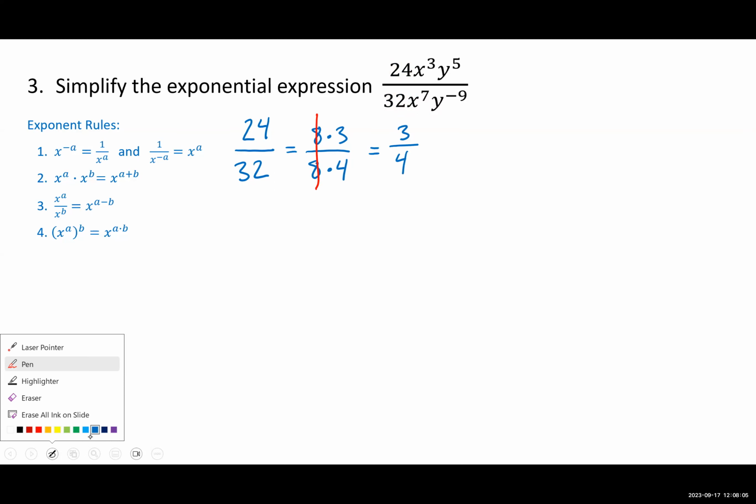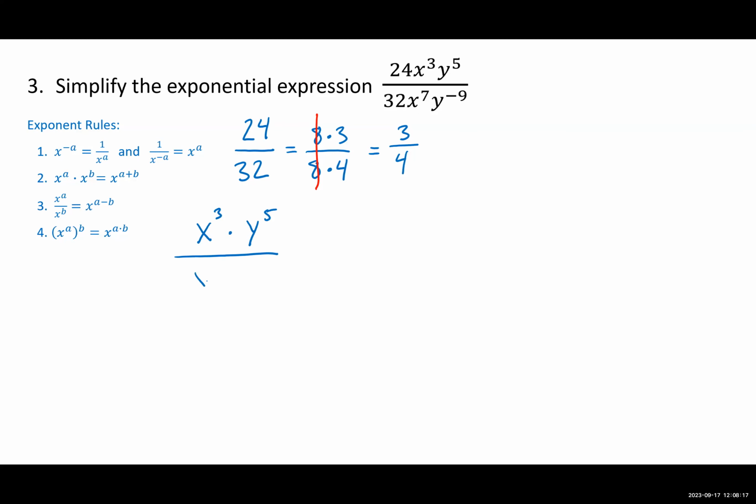All right, then let's look at the variables. Let's look at both variables. So now we've got x to the third power times y to the fifth power. And on the bottom, we have x to the seventh power and y to the negative 9 power. All right, so if we just look at the x's, x to the third on top, x to the seventh on the bottom, we have a fraction. So we can subtract. That's 3 minus 7. We can subtract the exponents. And the same thing for the y's. We have 5 on top, a negative 9 on the bottom. So we could subtract those, 5 minus a negative 9.